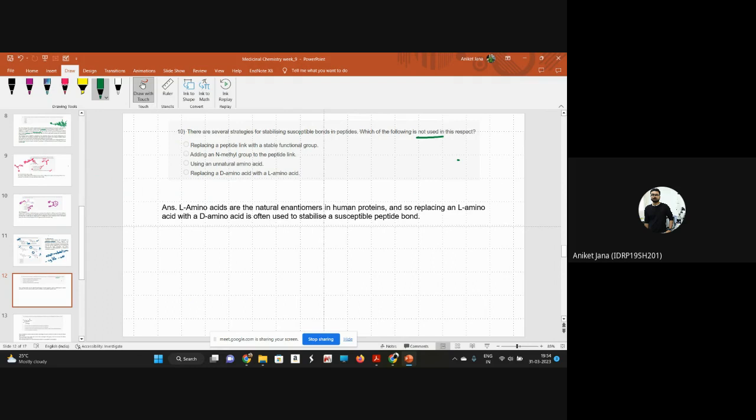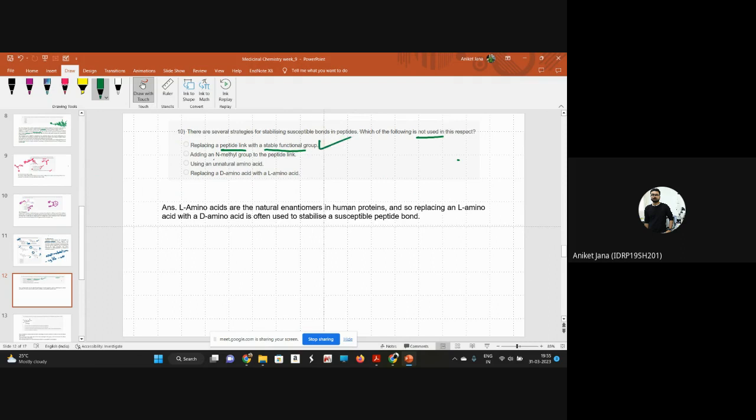Do you use this strategy? Replacing a peptide link with a stable functional group? Yes, we do it, very appropriately. The peptide link is very susceptible to hydrolysis. So if we change this peptide link with a stable functional group, then we can protect our peptide bond, right? So we use this strategy.